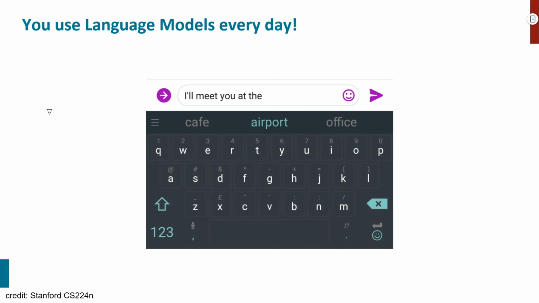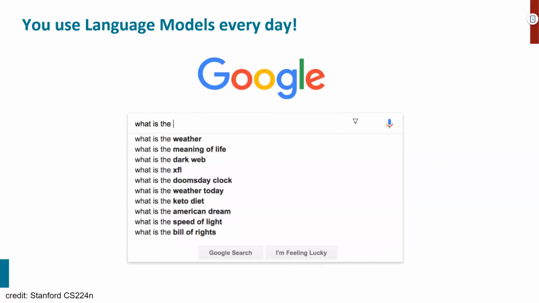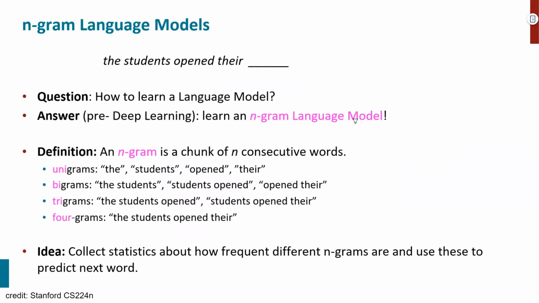And we use language models every day, actually. When we type, our keyboard gives some suggestions for the next words. And this is done through a language model. And when we search on Google, Google also predicts the next word we want to type. That is also done by a language model. And how do we construct language models? This is the question. How do you learn a language model?